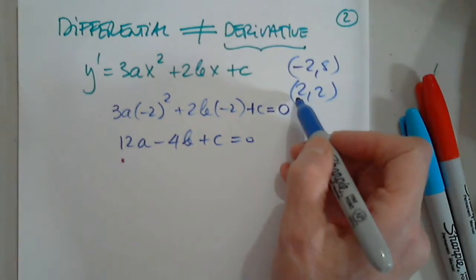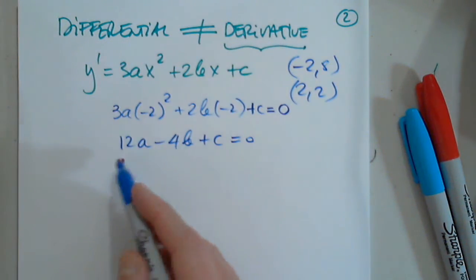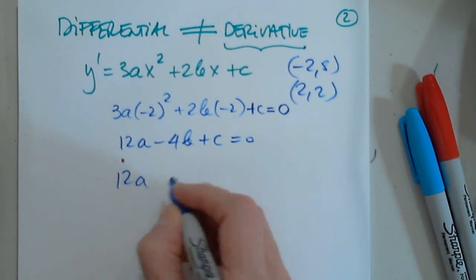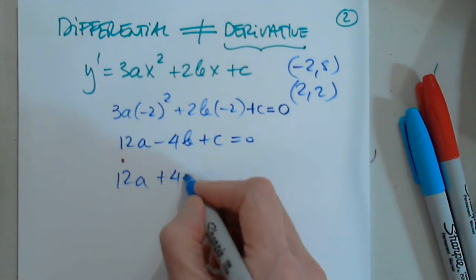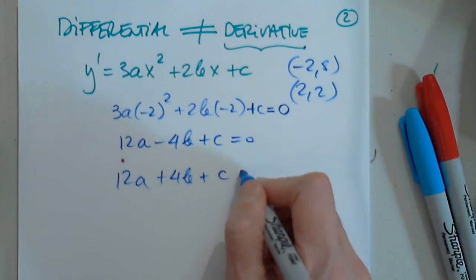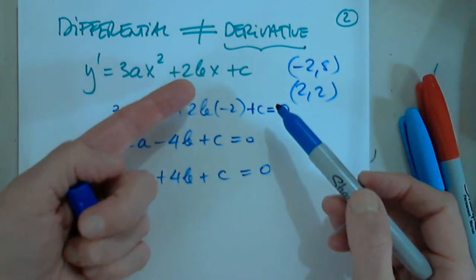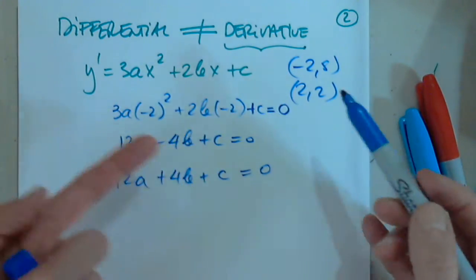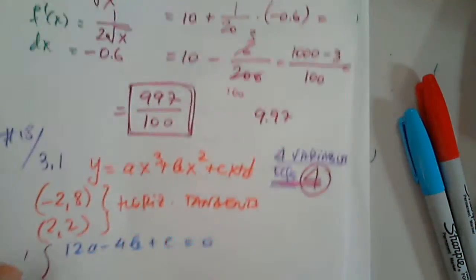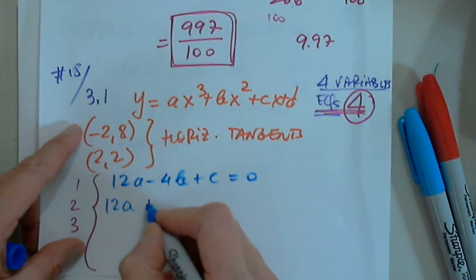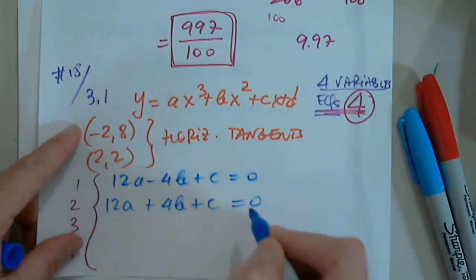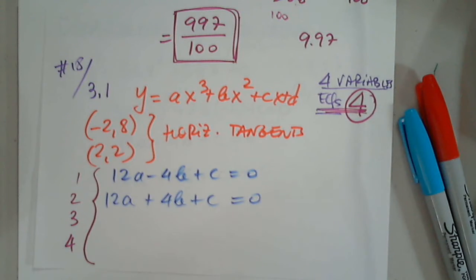Do the same thing, but with a positive. So then I have the same thing, but this will be 12A, this will be positive 4B, and this will be plus C, and this will be 0. When I plug in here, it's positive, and then C. I got my second equation. I need 2 more.